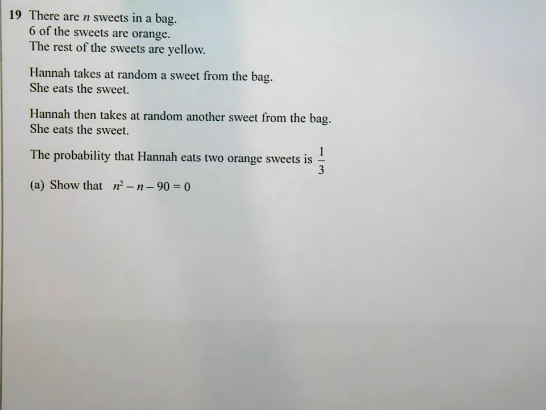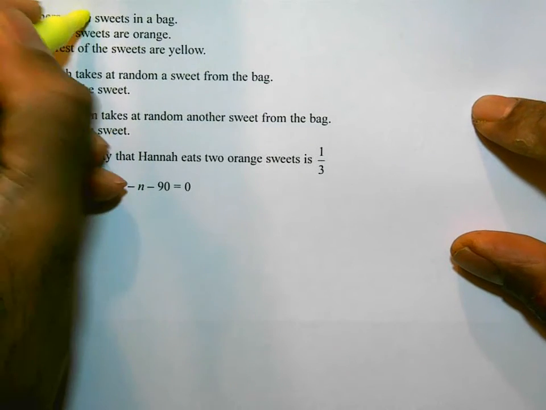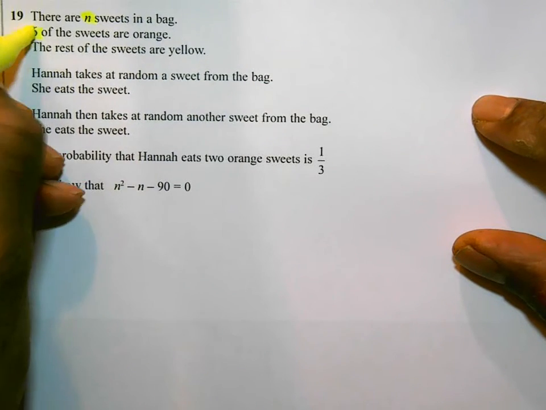This is question number 19 on the June 2015 non-calculator paper. Okay, looking at this question, it says there are n sweets in a bag. 6 of the sweets are orange sweets. The rest of the sweets are yellow.